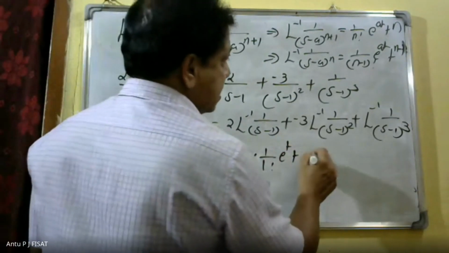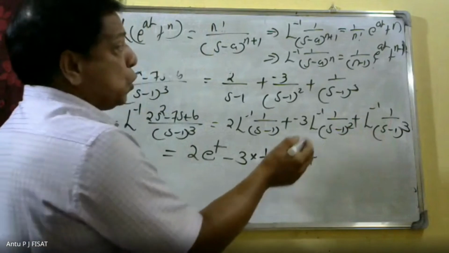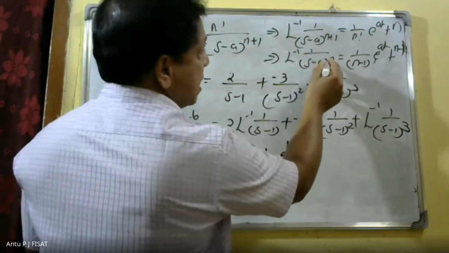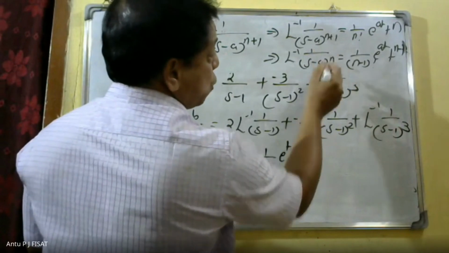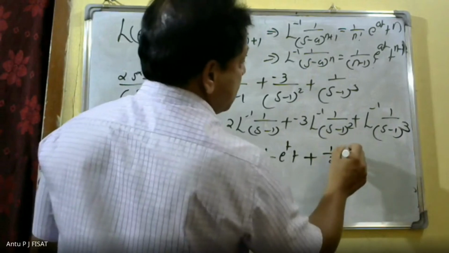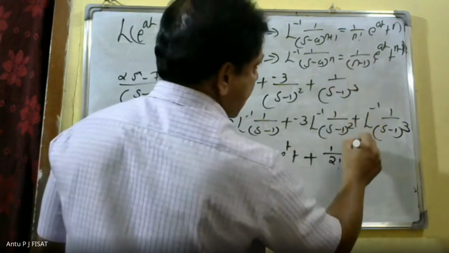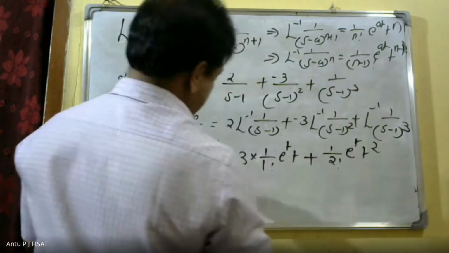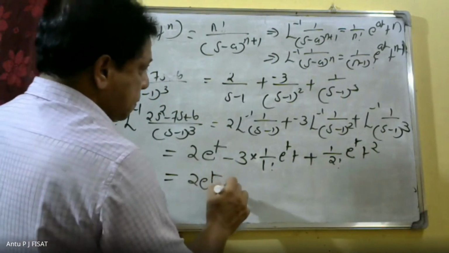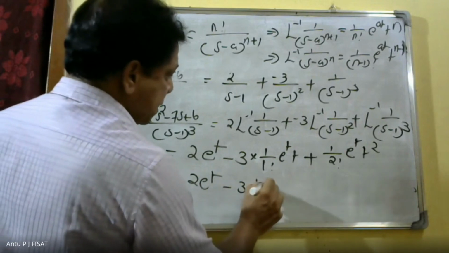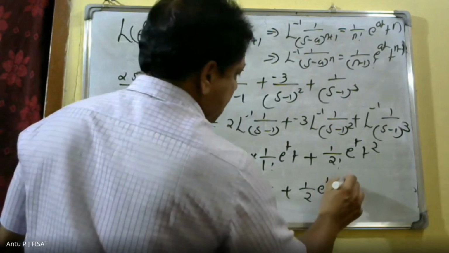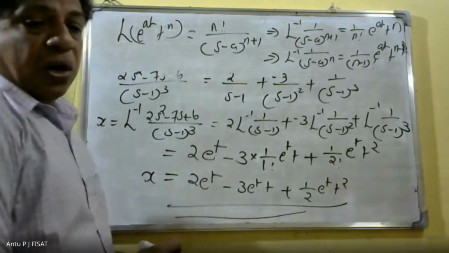The third case, L inverse 1 by s minus 1 whole cube. We put n is equal to 3 here, therefore L inverse 1 by s minus 1 whole cube is equal to 1 by 2 factorial into e raised to t into t square. Therefore, the final answer will be x is equal to minus 3 into e raised to t into t plus 1 by 2 into e raised to t into t square. This is the value of x.